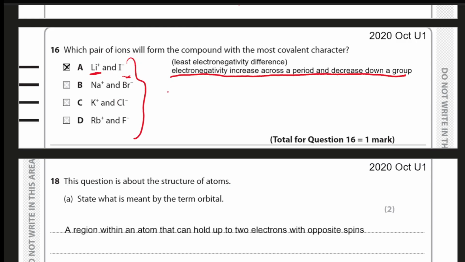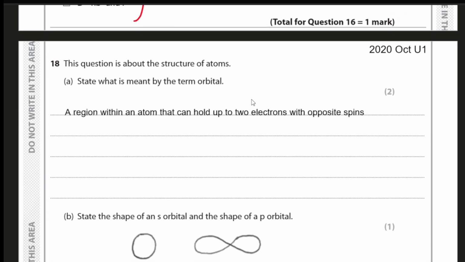While if I talk about I minus, it is the downmost element when we judge in terms of group in the periodic table. So obviously this has the highest electronegativity and this has the lowest electronegativity, so obviously the difference will be the highest. So if the difference is the highest, the degree of covalency will be the highest, so obviously A is the correct answer compared to other counterparts.